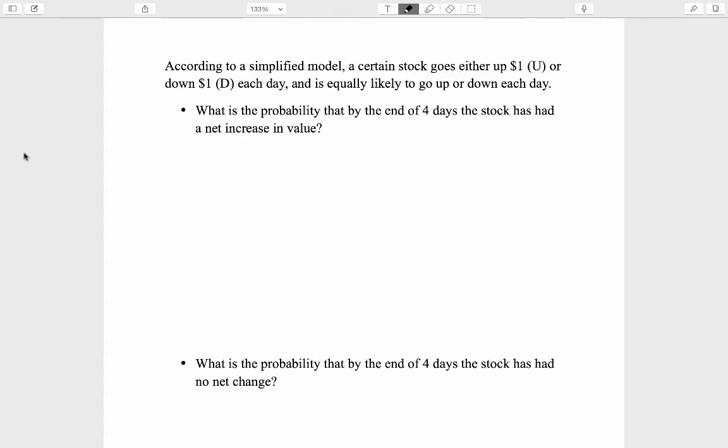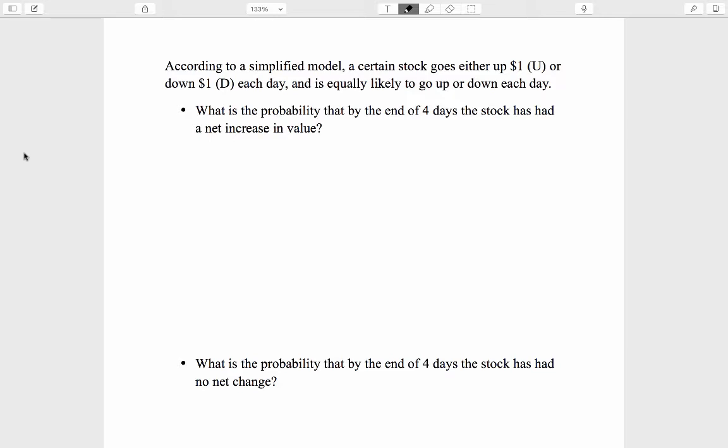Let's look at a new application of Pascal's triangle to finding probabilities. This application requires a little bit more careful thought. According to a simplified model, a certain stock either goes up $1, represented by the letter U, or down $1, the letter D, each day, and is equally likely to go up or down each day.